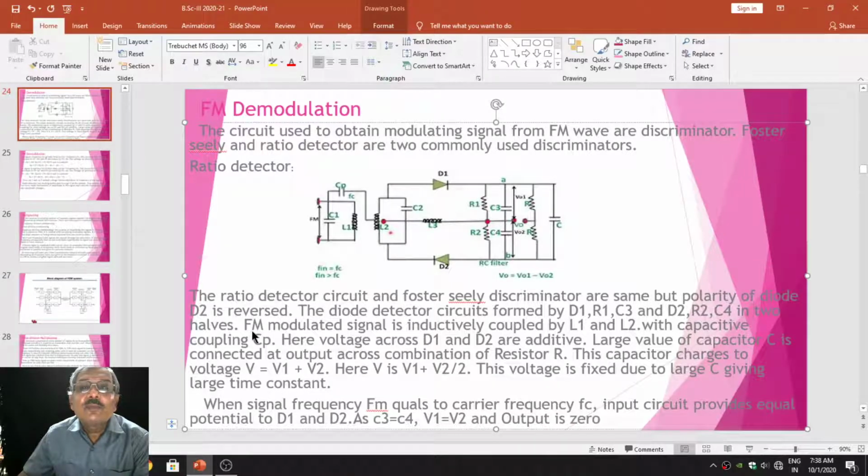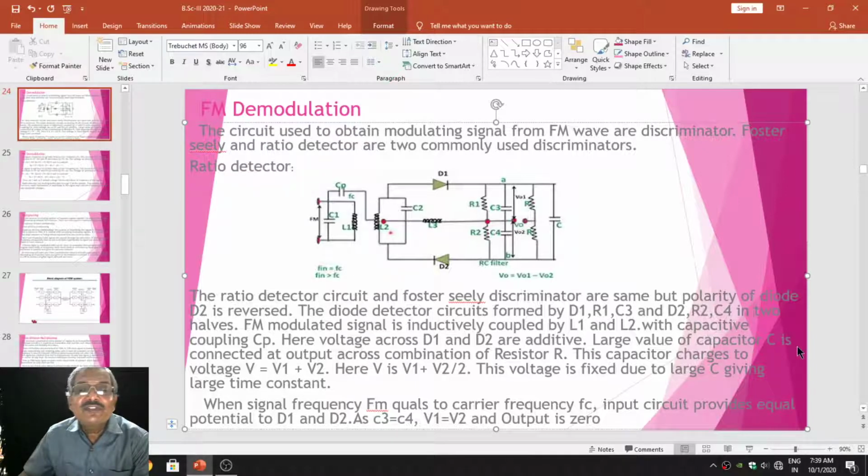Two halves: one is formed by D1 R1 C3, another is formed by D2 R2 and C4. The FM modulated signal is inductively coupled by L1 and L2, these two coils which are used for coupling the modulated signal to the ratio detector, with capacitive coupling CP. So this is the capacitor coupling that is being used. Here the voltages across D1 and D2 are additive.